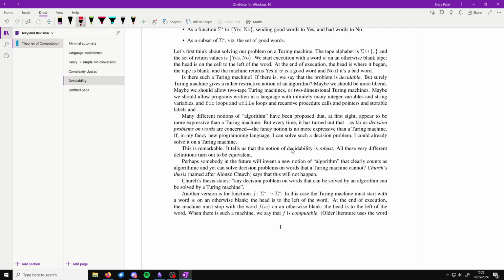Okay. And then we have something called Church's thesis. We need to be familiar with it. Church's thesis states any decision problem on words that can be solved by an algorithm can be solved by a Turing machine. So if we have anything we can solve algorithmically that results in yes or no, then we can solve it with a Turing machine. But we need to have that robust algorithm which solves it.